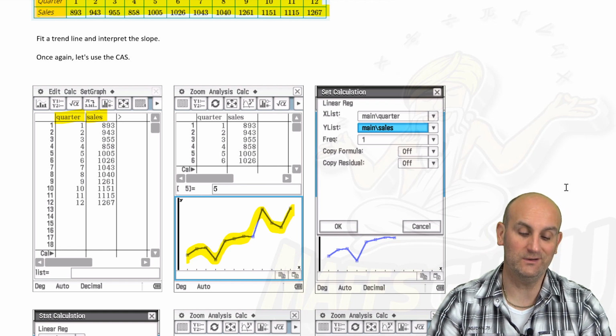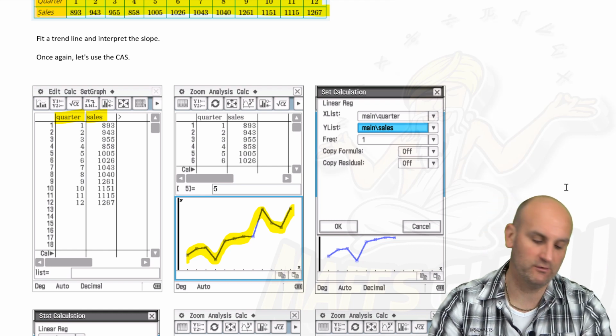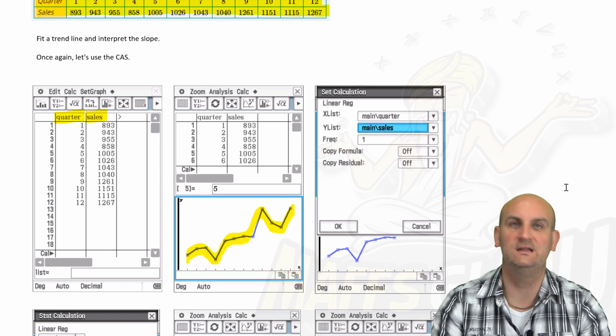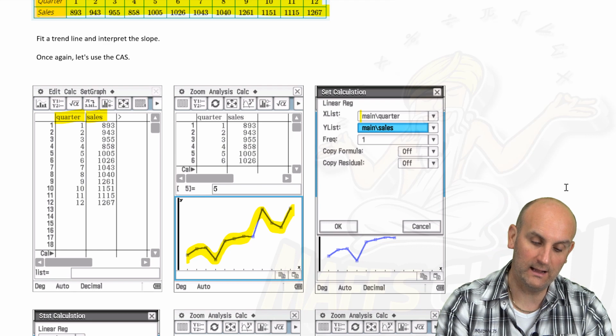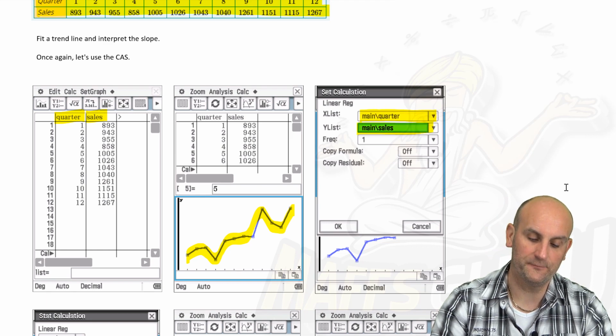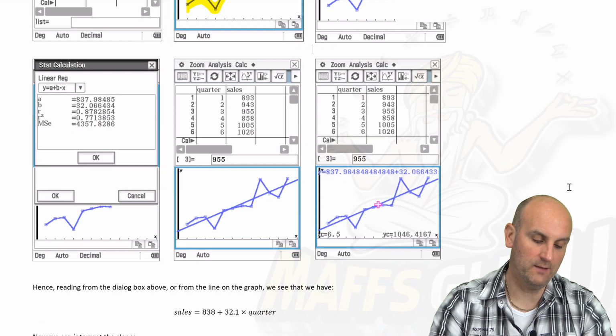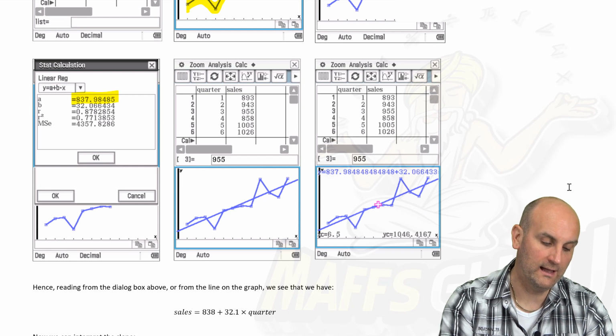Okay, what do we do now? Well, yes, we do our linear regression. So we've gone back and we've done what we needed to do. Now, there are calculator screenshots missing from this, but again, we've got our quarter and our sales. Click on OK, and up come our values for a and b.